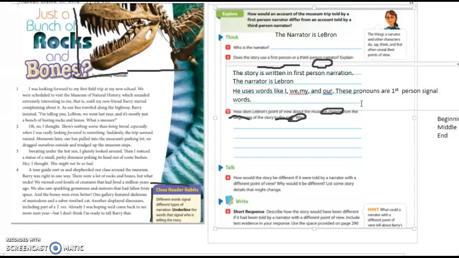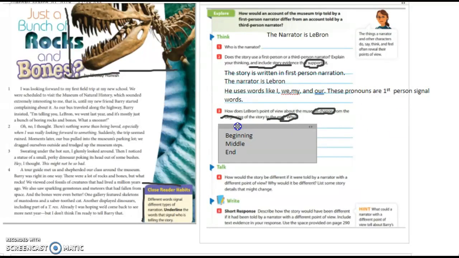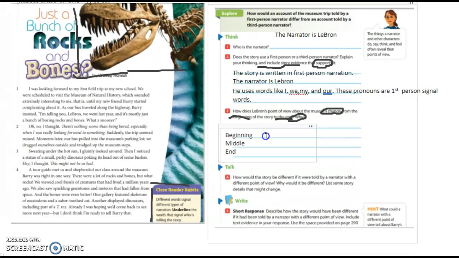How does LeBron's point of view about the museum change from the beginning to the middle to the end of the story, and why? So I made a chart here about beginning, middle, and end. So on your question number 3, please write the words beginning, middle, and end. In the beginning, LeBron looks forward to seeing the museum.